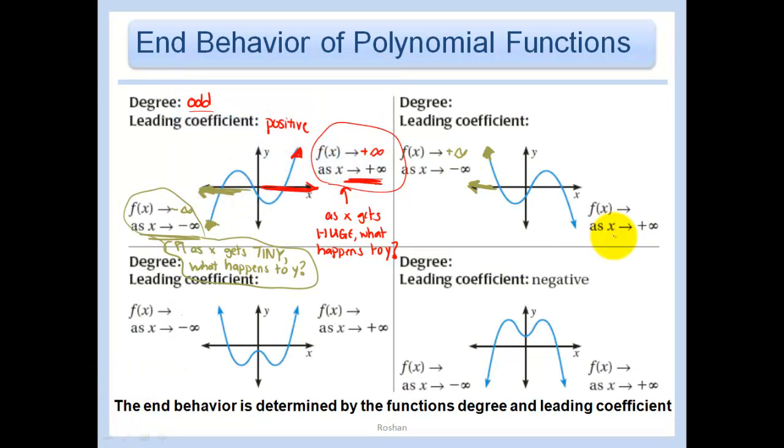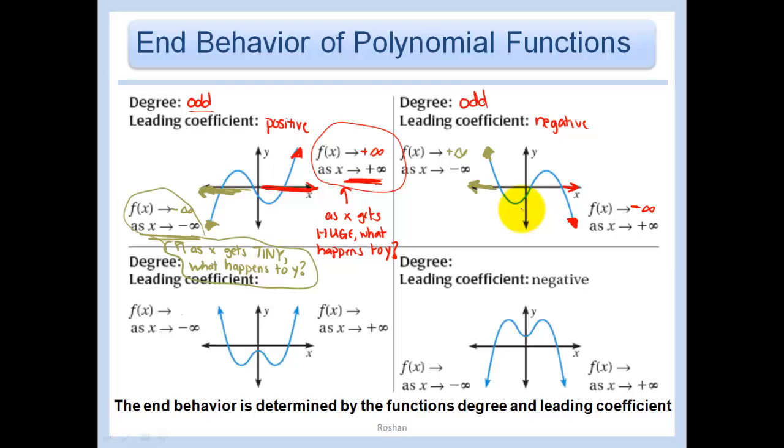Now let's look at this other side. As x gets huge, what's happening to y? It's getting teeny tiny. All right, and this happens when my degree again is odd, but my leading coefficient now is going to be negative.